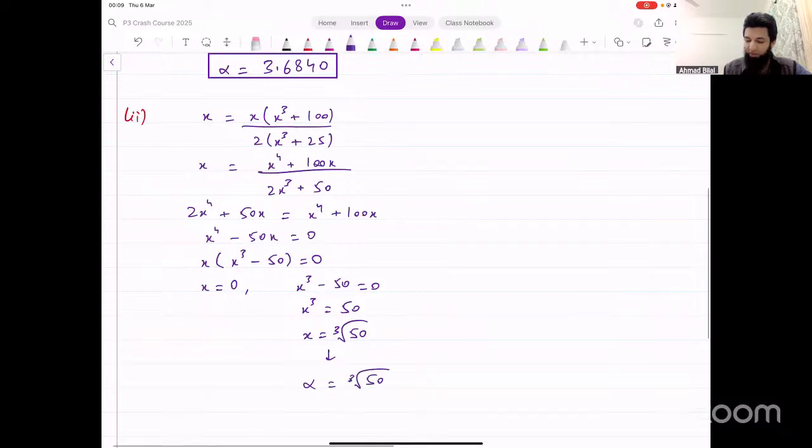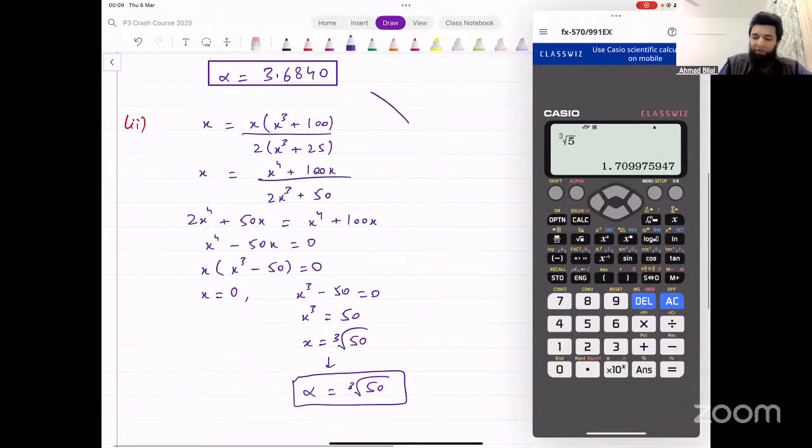You can verify this as well by inputting this in your calculator and see if that gives you something close to this or not. Cube root of 50. Yes, that's 3.6840 and so on. That's the exact solution for this equation. That's what they were looking for in the second part.